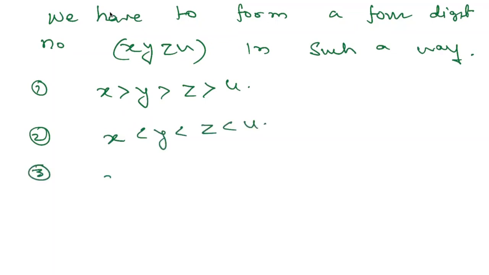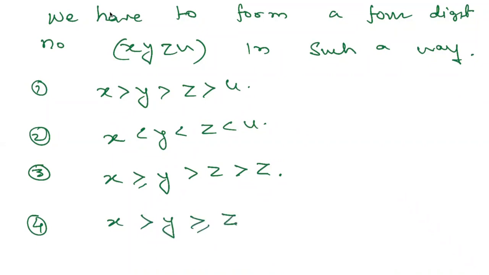Third, X greater than or equal to Y. Fourth, X greater than Y. Again, a specific order is there, with X, Y, Z, and U.